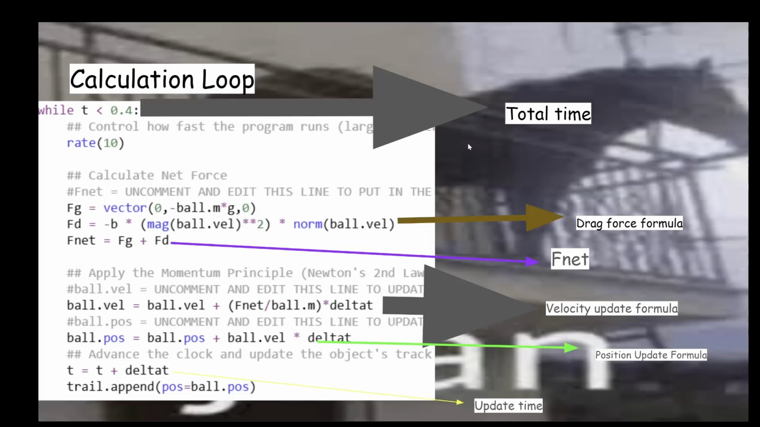Calculation loop. So total time 0.4, that's how long it was in Tracker, and then we have the drag force formula, which was negative b times the magnitude of ball velocity squared times v hat, and then we have the net force, which was the force of gravity plus the force of drag. Okay, so ball velocity, and then we use the velocity update formula and the position update formula to find the position, just like we did in lab 1.